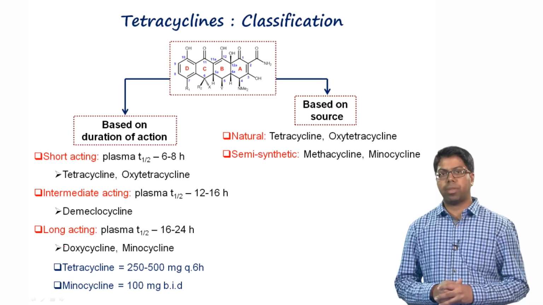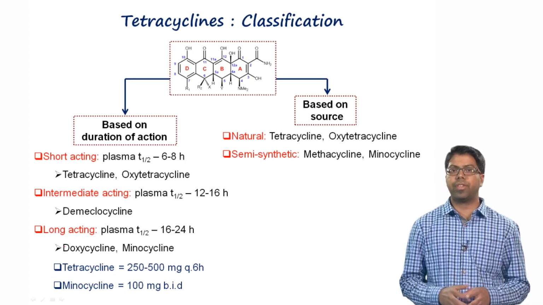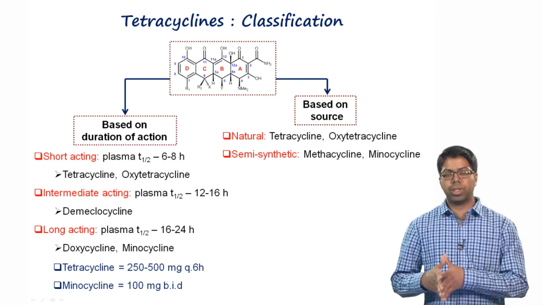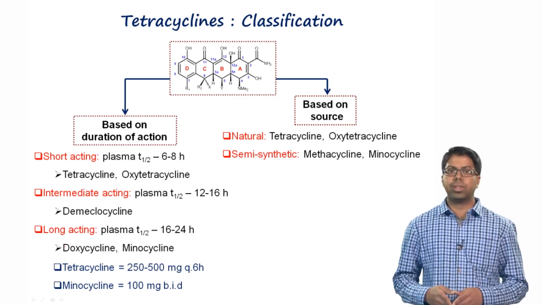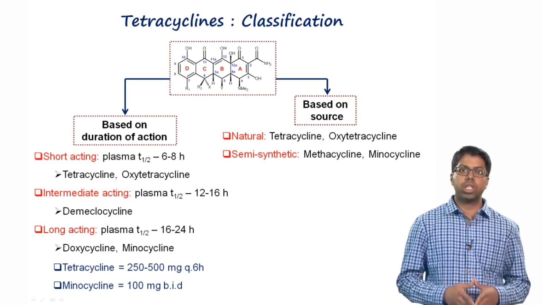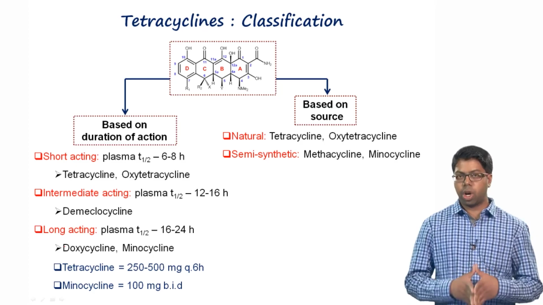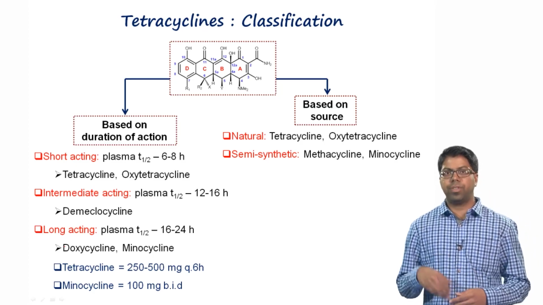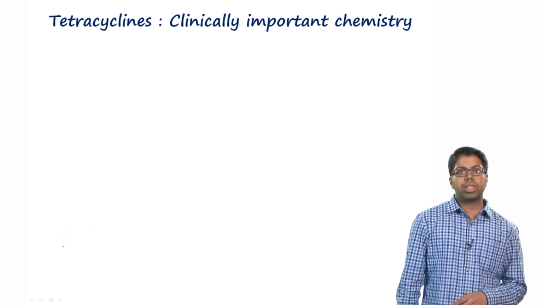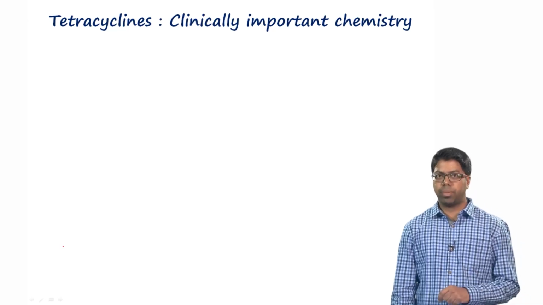Here is a clinical example. Tetracycline is given at a dosage frequency of 250 to 500 mg every 6 hours daily to a patient, whereas minocycline is given at a dosage frequency of 100 mg twice a day because it has a longer half-life than the corresponding tetracycline. Let's delve into the chemistry of tetracyclines a bit more.